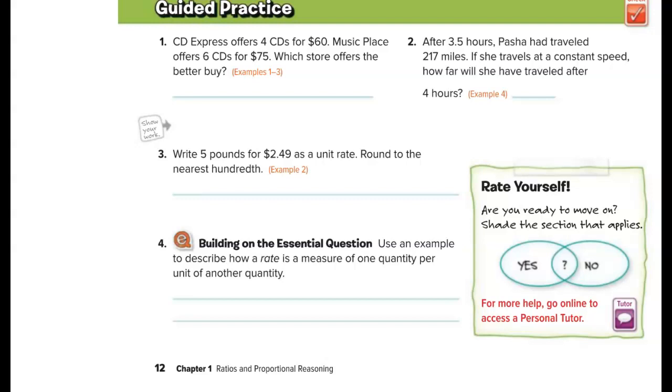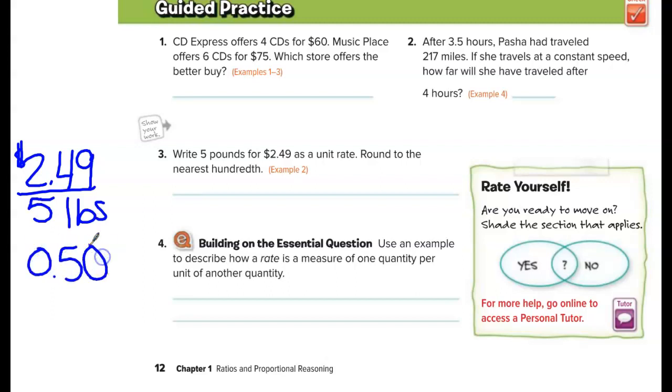I did $2.49 over 5 what? 5 pounds. Good. And when you divided, what did you get, Hayden? 50 cents per what? Per pound. Questions on that one? Thumbs up if you got that one.